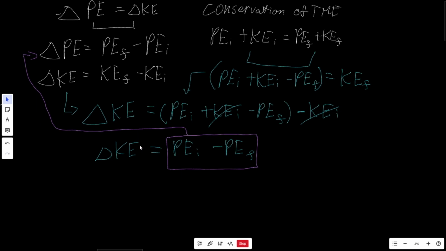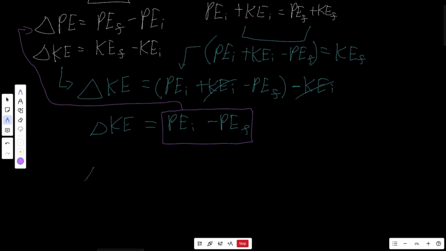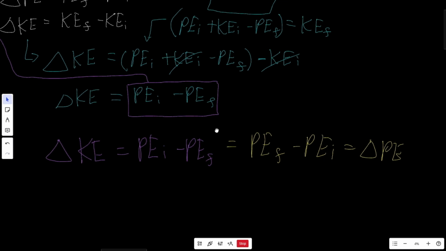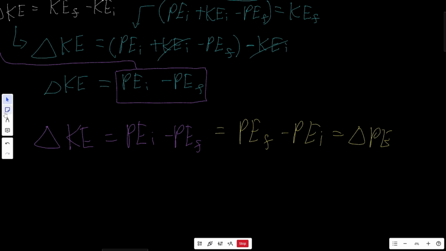Now let's put them side by side. Let's write this in our purple pen now because we're nearing the end. Delta KE is equal to PEI minus PEF. Now, we're also trying to show that they're related to one another, so let's equate them. Let's put PEF minus PEI, and this should be equal to delta PE. If you notice, our value here for PEF minus PEI is actually a negative version of our delta KE. So, in that sense, we also have to multiply negative to our delta PE.